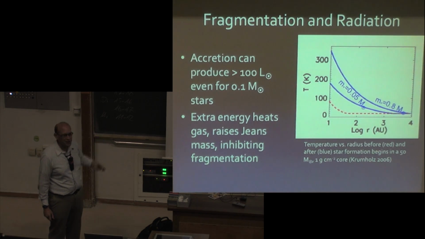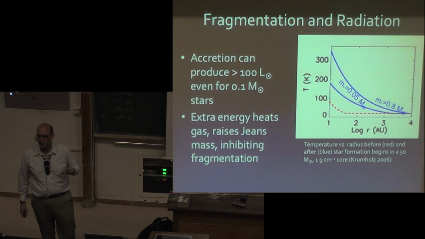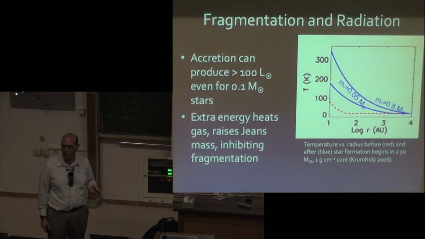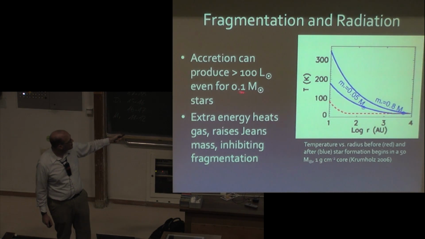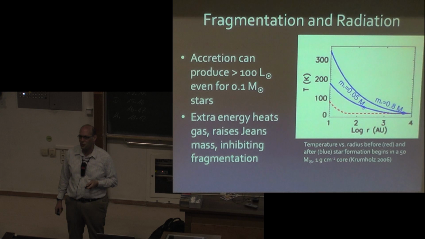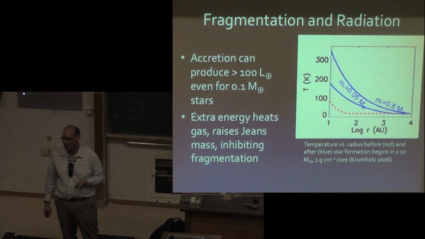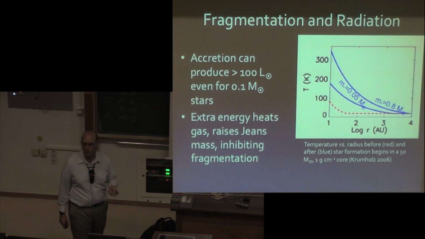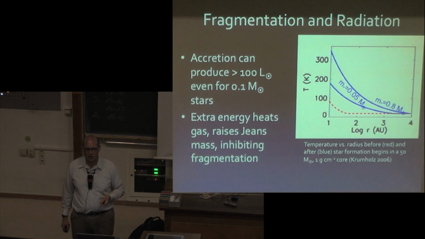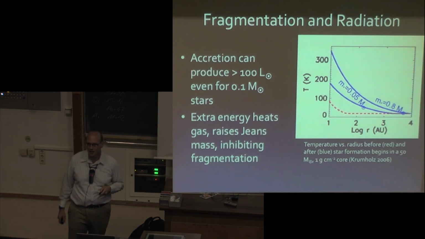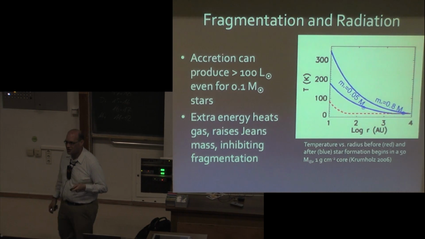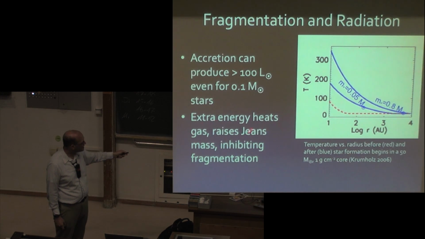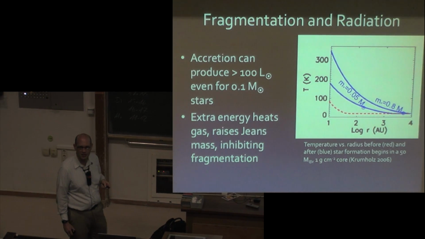So why should we worry about radiation at all? Why is it important? Here's the basic reason. Young stars can be really, really bright, because they're accreting. I can get 100 solar luminosities out of a 0.1 solar mass star. How can I do that? The answer is I just drop matter on its surface. If I put matter onto the surface of a 0.1 solar mass star at 10 to the minus 4 solar masses per year, that's not bright a little bit. That luminosity will then heat up the gas around it, and that heating in turn will raise the Jeans mass, inhibiting fragmentation.